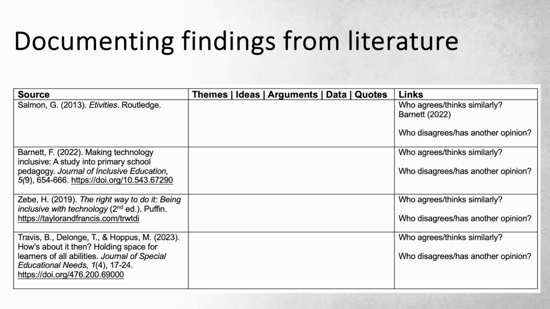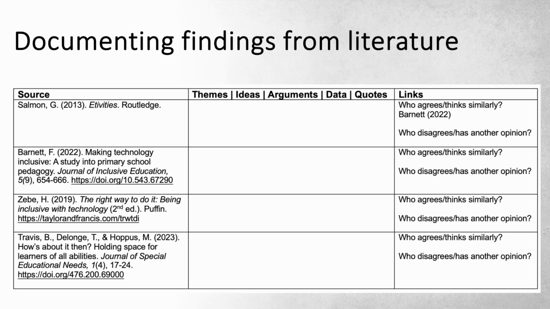And when you come to documenting your findings from literature, you may find that a reading table can help you with this. Down the left-hand side, place the APA reference of the source you're reading. In the middle column, as you read, if there are important or significant themes, ideas, arguments, data, quotes, place this information in this section.